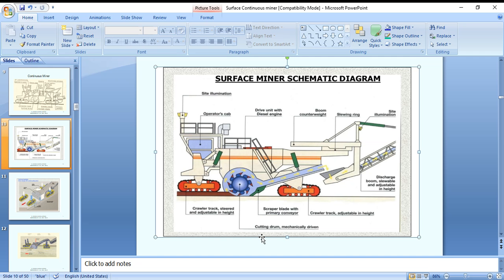Scraper blade with primary cutting drum, mechanically driven. So these are the parts. And coming to the upper part, the drive unit with the diesel engine, boom, counterweights for balancing, the swiveling ring, and side illumination for the night shifts or night working conditions. So this is a schematic diagram, can easily understand compared to the earlier figure.